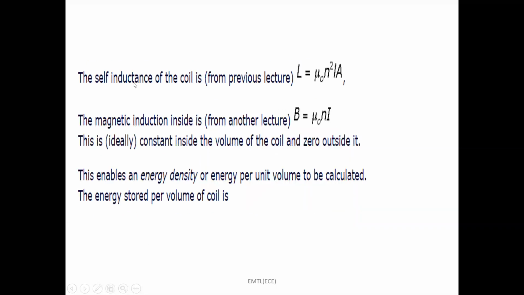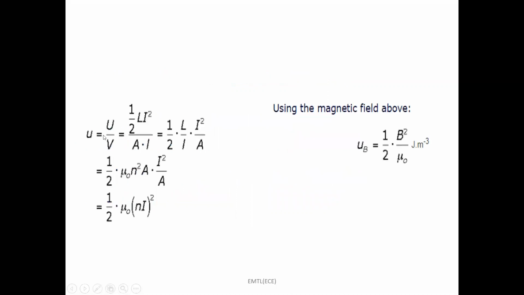Now, the self-inductance of a coil, we discussed in the previous lecture. L is equal to mu naught n square I A. And the magnetic induction inside the solenoid, derived from Ampere's law, is expressed as B is equal to mu naught n I. Now we have to calculate the energy density. What is energy density? Energy per unit volume. So the energy per unit volume, energy is half L I square, that is U by V.